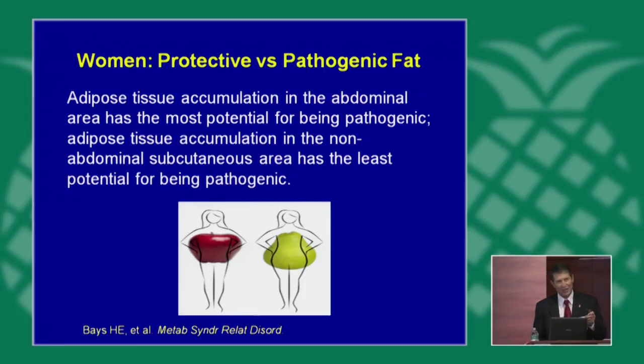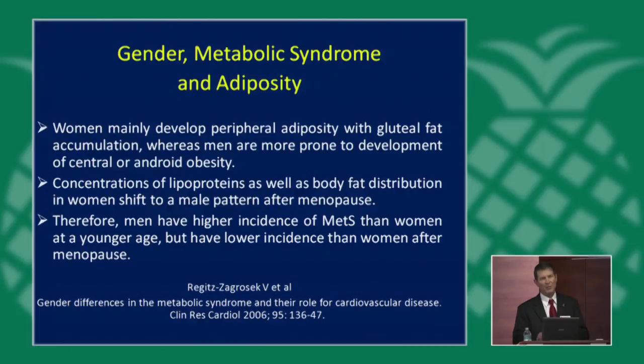Now, interestingly, when women reach menopause, and estrogen levels decline, there's actually a movement of fat so that women become more like the male pattern, and fat moves to more of a visceral rather than a subcutaneous gluteofemoral pattern. And of course, as we all know, women, when they hit menopause, catch up to men very quickly as far as their risk of cardiometabolic disease.